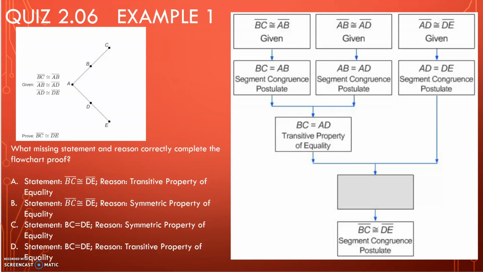This is quiz 2.06, example 1. So what is the missing statement and reason to correctly complete the flowchart and proof? Alright, so our missing statement and reason is here.